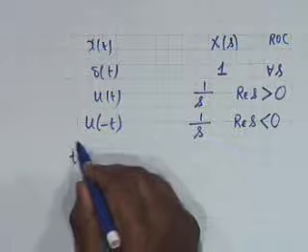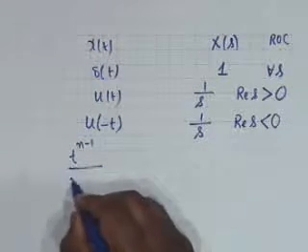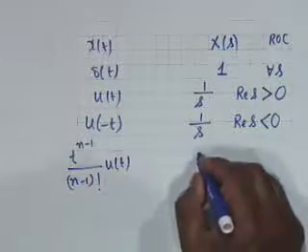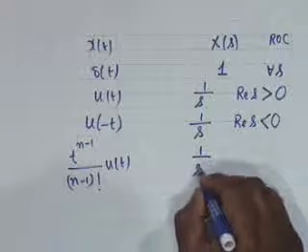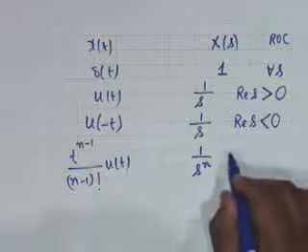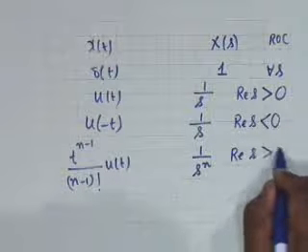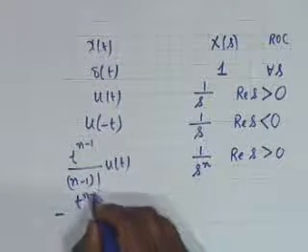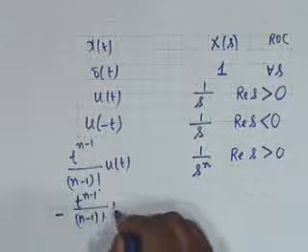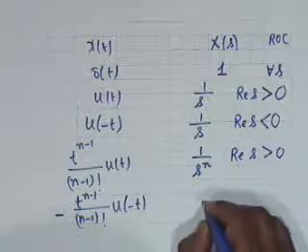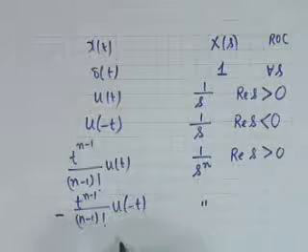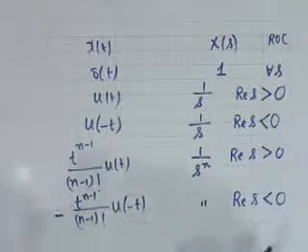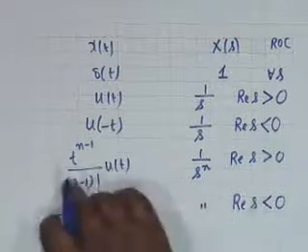If the function is t to the n minus 1 divided by n minus 1 factorial times u of t, then the Laplace transform is 1 by s to the n, and the ROC is real s greater than 0. On the other hand, if I put a negative sign, t to the n minus 1 by n minus 1 factorial, and it is u of minus t, the Laplace transform is the same, 1 by s to the n, but the ROC is now the left half plane, the plane to the left of real part of s equal to 0.